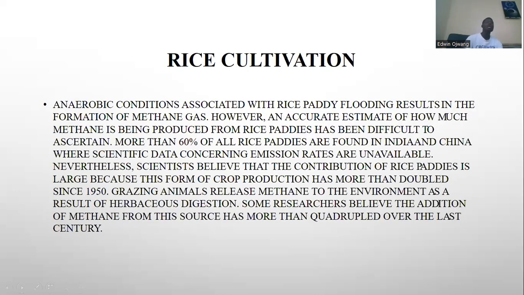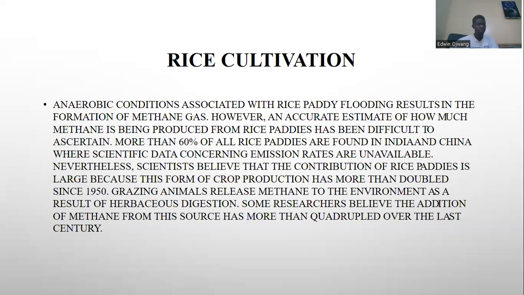Rice cultivation. Anaerobic conditions associated with flooded rice paddies result in the formation of methane gas. However, an accurate estimate of how much methane is being produced from rice paddies has been difficult to ascertain. More than 60% of all rice paddies are found in India and China. Nevertheless, scientists believe that the contribution of rice paddies is large because this form of crop production has more than doubled since 1950.